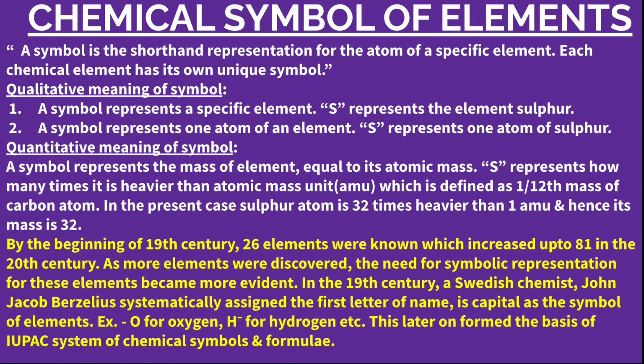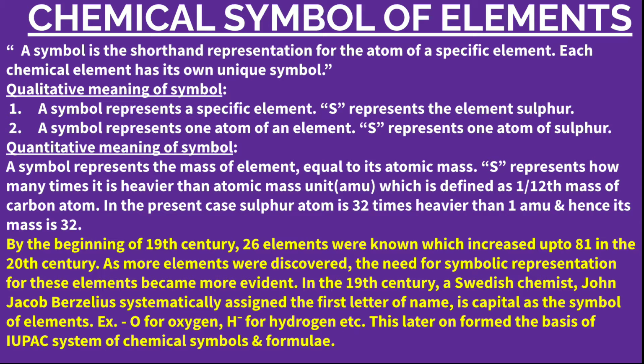Then, the qualitative meaning of a symbol and the quantitative meaning of a symbol. What is the qualitative meaning of the symbol? A symbol represents a specific element. For example, capital S represents the element sulfur. And a symbol represents one atom of an element. That is, S represents one atom of sulfur. So, qualitative meaning: it represents a specific element and it represents one atom of that specific element.